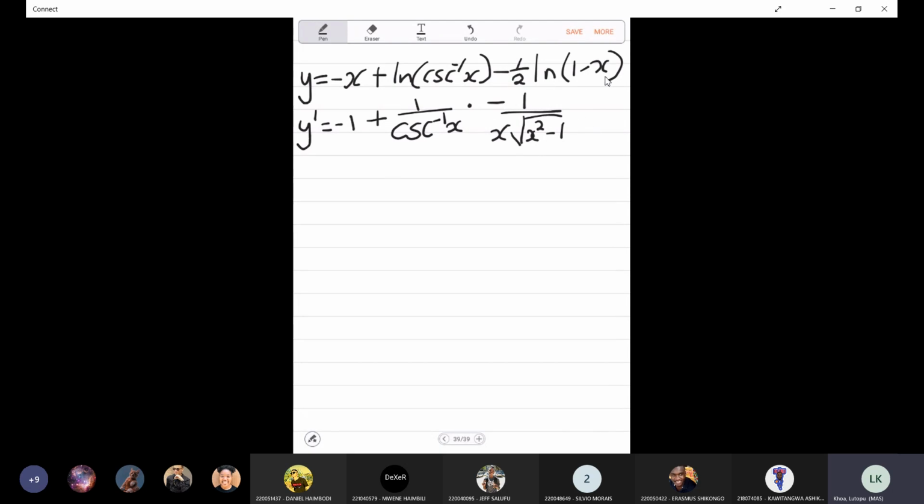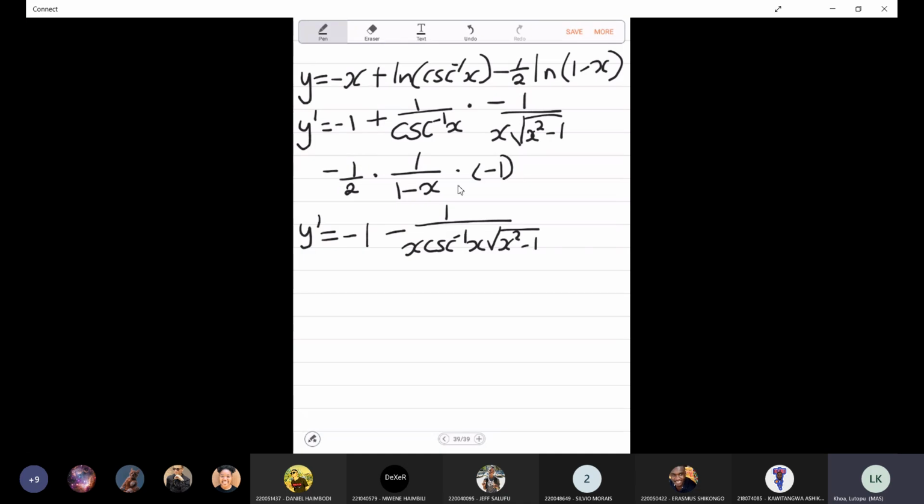And then the derivative of this one, we have negative a half times 1 over 1 minus x, and then we multiply by the derivative of 1 minus x, which is minus 1. Okay, so I want to simplify this as far as possible. So we have y prime. This is minus 1 over x cosec inverse of x square root of x squared minus 1.